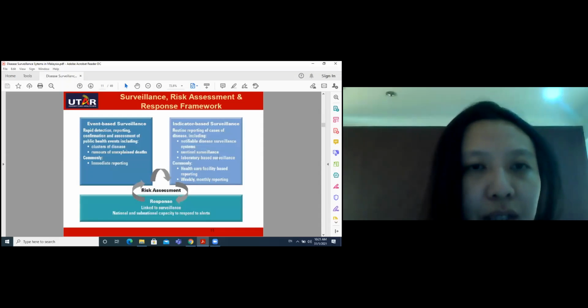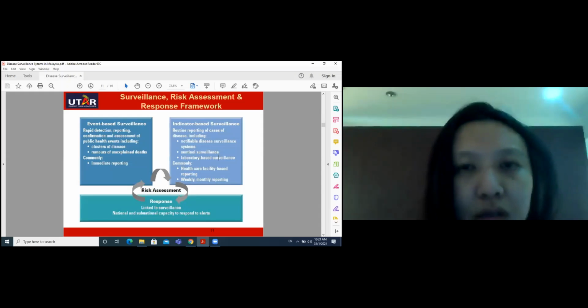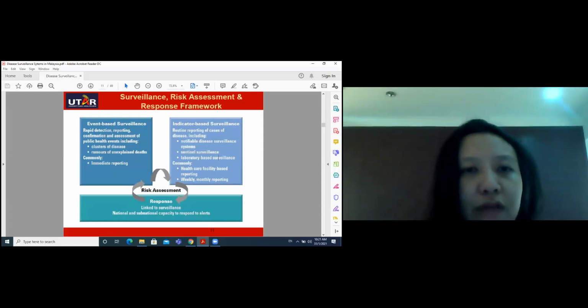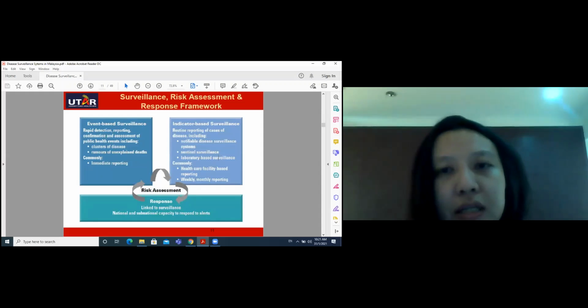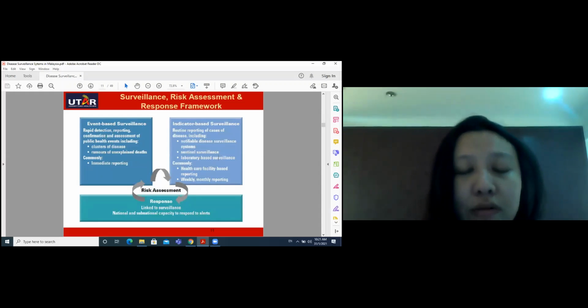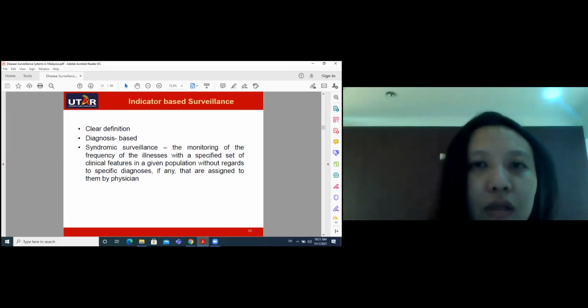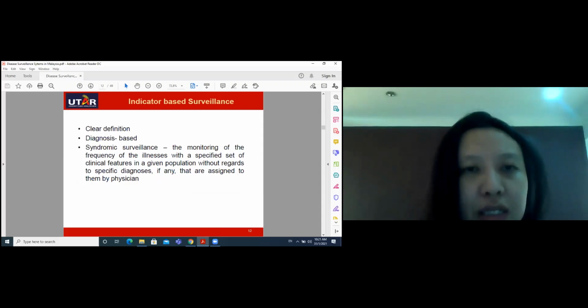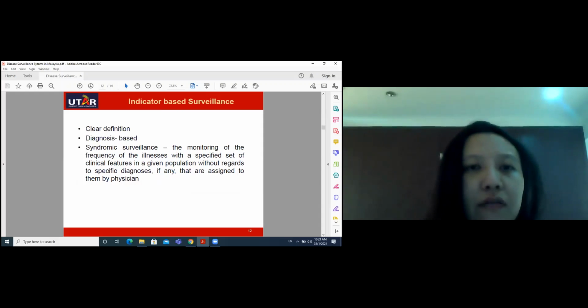So from here, you can see event-based surveillance is more on rapid detection, and indicator-based surveillance is based on routine reporting of cases. These are the two main differences, and commonly for event-based surveillance, we have immediate reporting, and for indicator-based surveillance, we rely on reporting from healthcare facilities. For indicator-based surveillance, we need a very clear case definition, and we also base it on diagnosis, and also on syndromic surveillance.